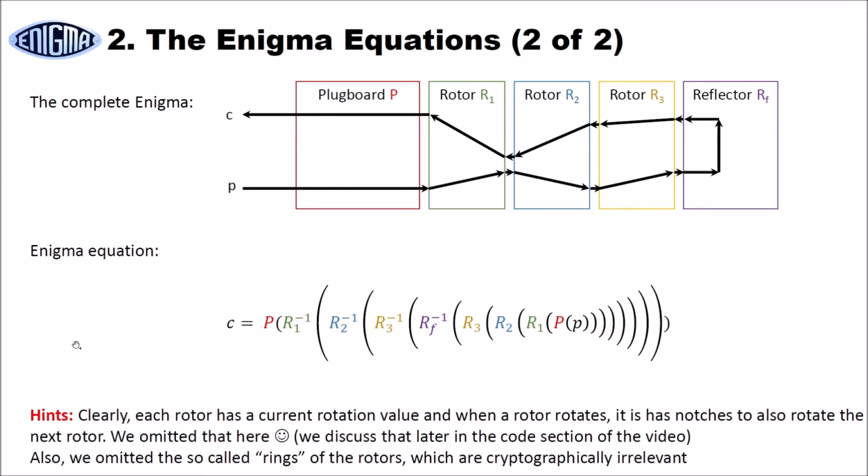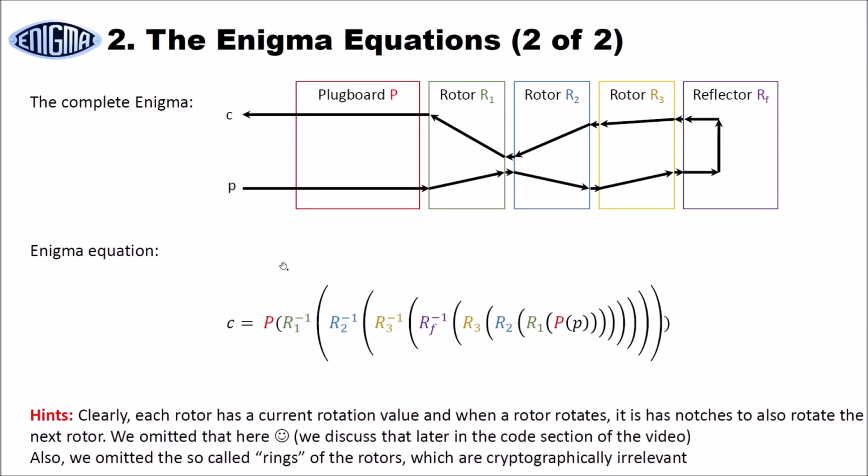And clearly, each of these rotors has a current rotation value. And when a rotor rotates, it has notches to also rotate the next rotors. So if we would only use this here, then we would have a static Enigma. It would be just a simple monoalphabetic substitution, because every time you would send in a plaintext letter, you would get out the same ciphertext letter. To get a real Enigma, we have to rotate these rotors.